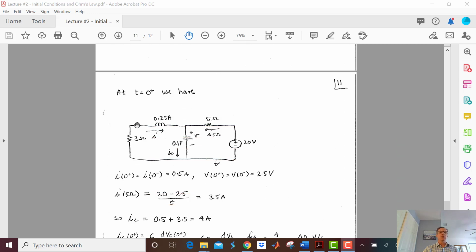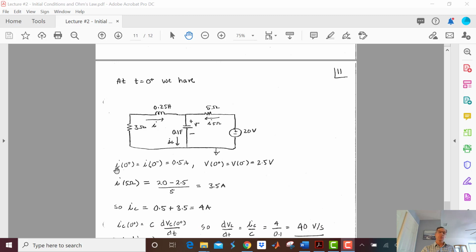So I've just drawn my components here. My short circuit is right here, and my power supply is on. And I need to remember what my conditions from t equals 0 minus were, so I just wrote them down. I at 0 plus is equal to I of 0 minus is equal to a half an amp. V at 0 plus is equal to V at 0 minus, which is 2.5 volts.